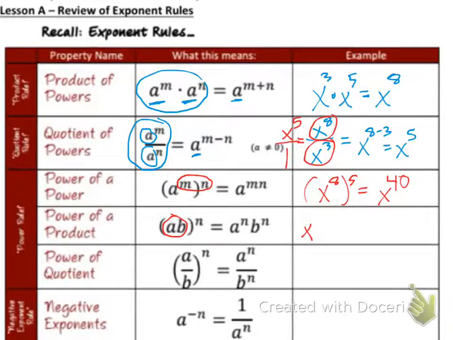If I do x times z inside here, and I raise it to the third power, then I can distribute that power to each of those: x to the third times z to the third. This is not to be confused with the following. This is the big no-no, remember? If it's addition, you can't distribute the power.